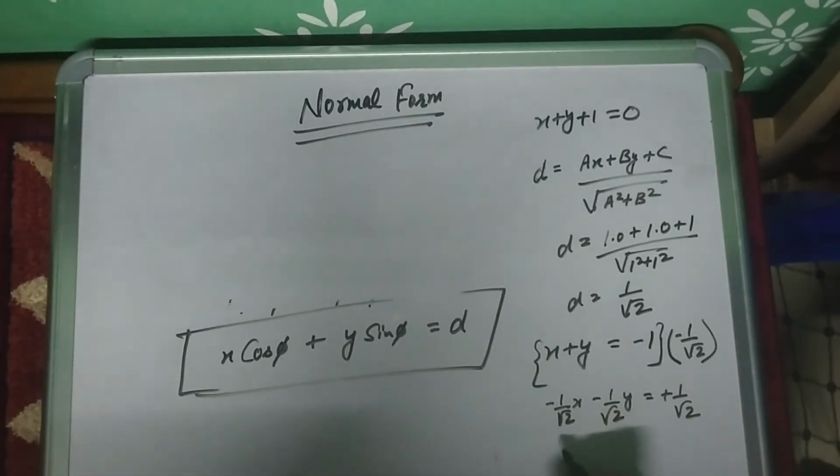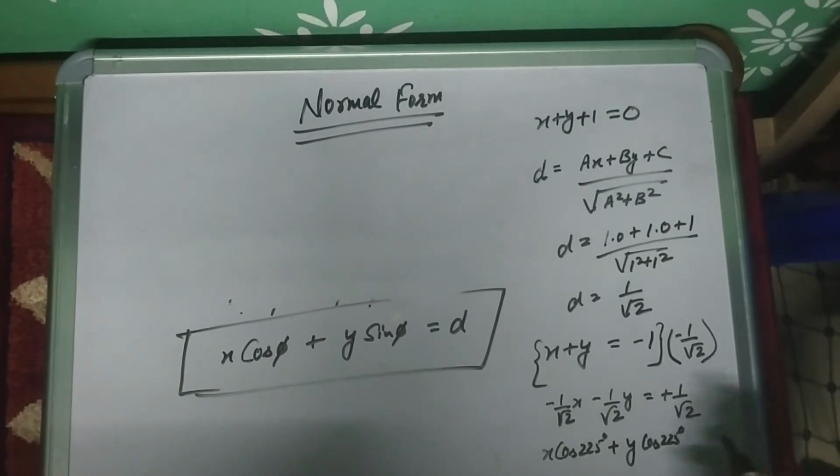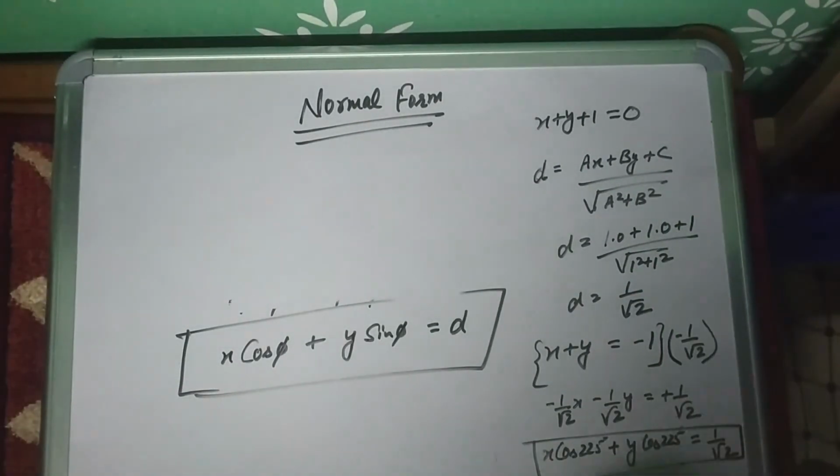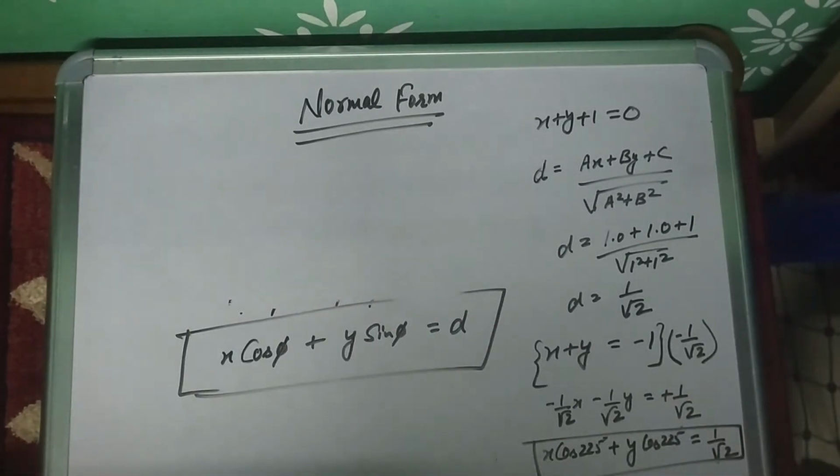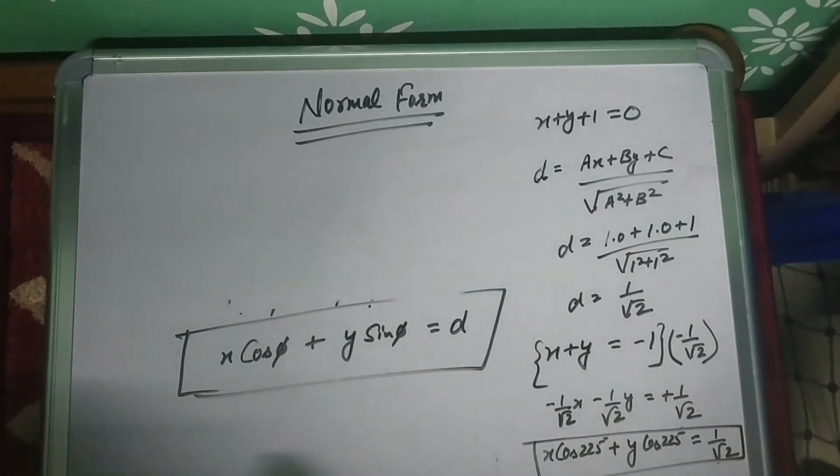So here we can write that we have x cos 225 degrees plus y sin 225 degrees is equal to 1 over root 2. So this is the normal form of this straight line. Okay. See, the normal angle can be more than 180 degrees because the normal can go in any direction, means the perpendicular from the origin. It will have values in all 4 quadrants, unlike a line where we conventionally take the value of the angle from 0 to 180 degrees.